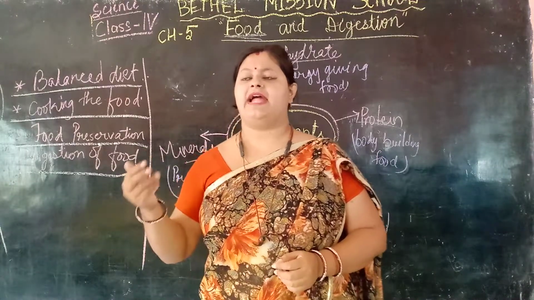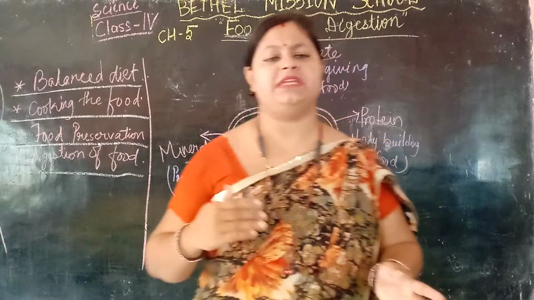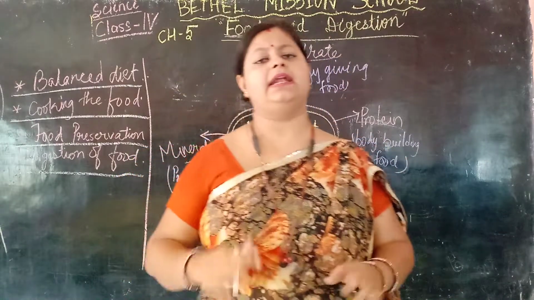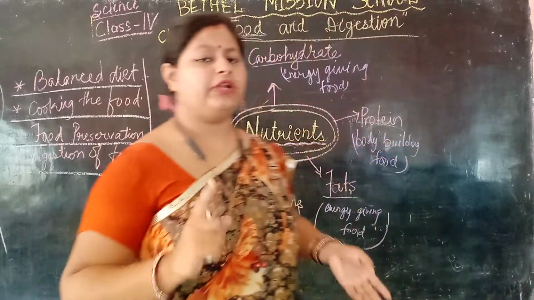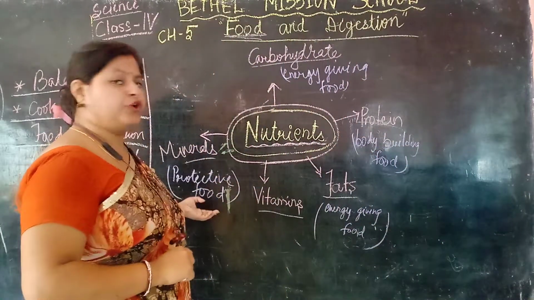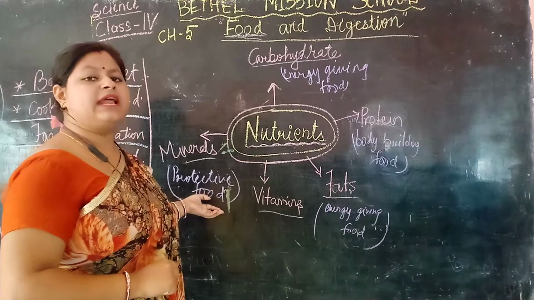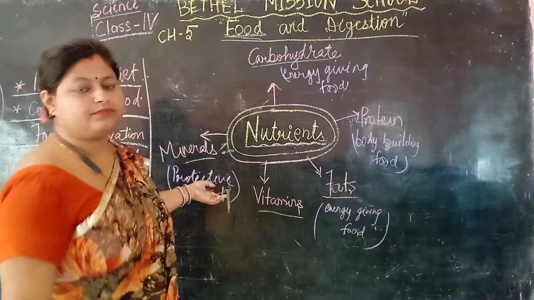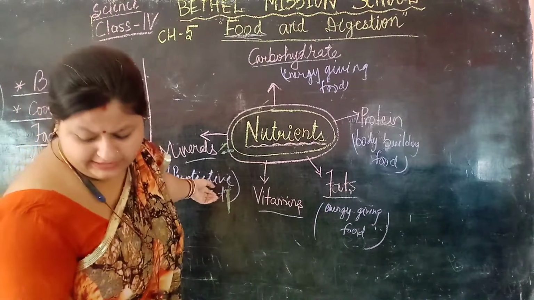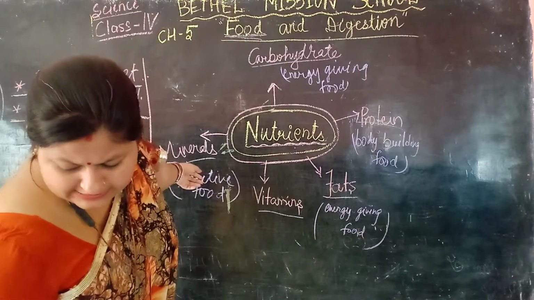That's why at home we are given vitamins and minerals, so that our body is mature enough to fight diseases. So vitamins and minerals are known as protective food. They give us the energy to fight diseases.